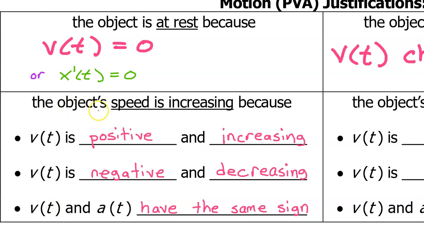The third way to know that an object's speed is increasing is if the velocity and acceleration both have the same sign, which means that they're sort of working together. If the velocity and acceleration are both positive, for example, that means that the object is going faster and faster to the right. If the velocity and acceleration are both negative, that just means that the object is going faster and faster to the left. But again, the speed will be increasing because the velocity and acceleration are sort of working together.